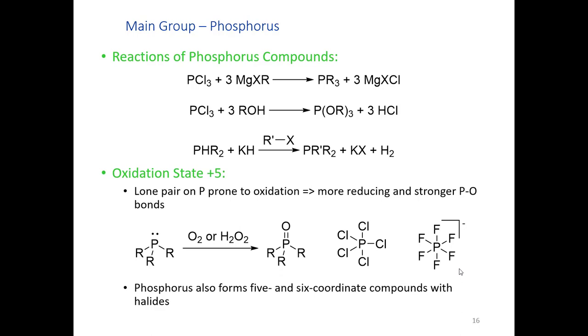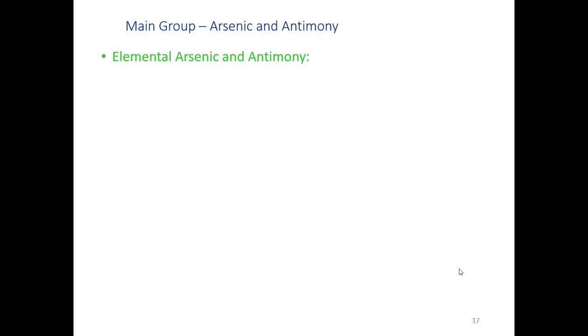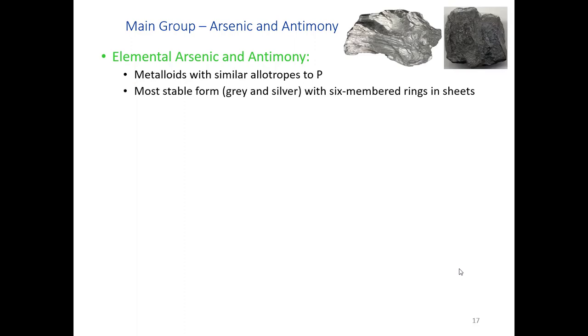its non-coordinating nature. Moving on to arsenic and antimony, both these elements are commonly classified as metalloids, and they have similar allotropes to phosphorus. The most stable forms of arsenic and antimony are gray and silver respectively, which consist of 2-dimensional sheets of puckered 6-membered rings stacked on top of each other like graphite. The other allotropes of arsenic and antimony are yellow and black, and these compounds act as insulators and are much more reactive.